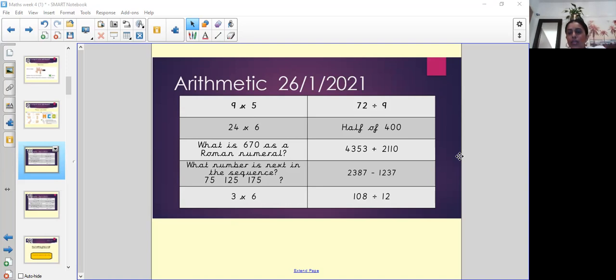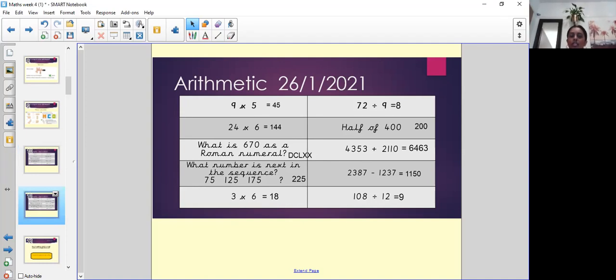Number 8, 4,353 add 2,110. Number 9, 2,387 minus 1,237. And finally, number 10 is 108 divided by 12. So remember, at this point, pause the screen because the next slide will then reveal the answers.